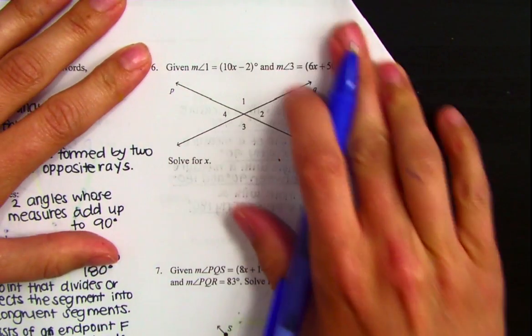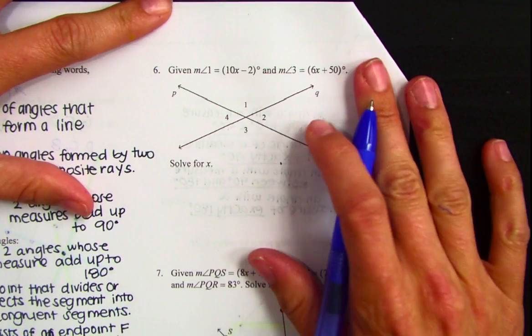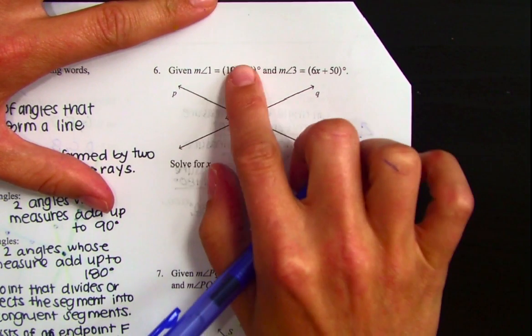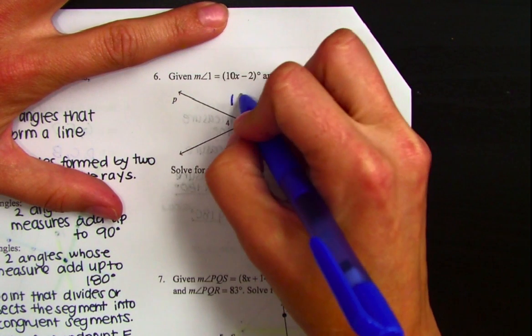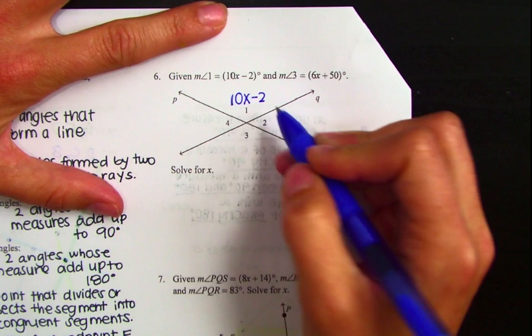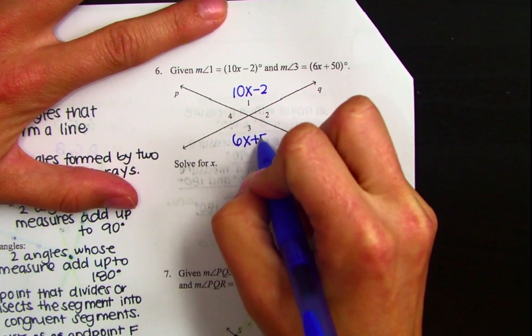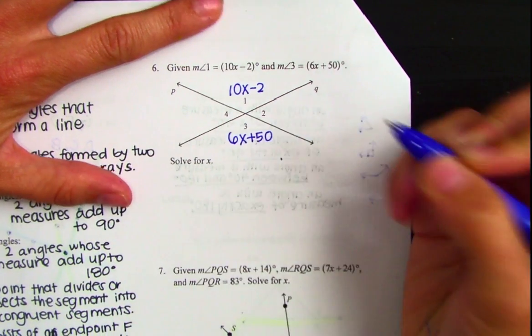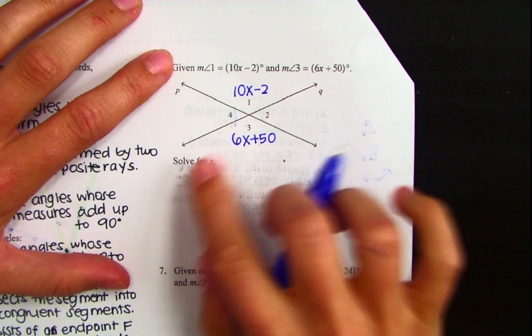Okay, moving on. So we're given that the measure of angle 1 is 10x minus 2 degrees. So I always like to write in the expression next to the angle so I can see it very clearly visually. So angle 1 right here is 10x minus 2. And then they tell us that angle 3 is 6x plus 50. Okay, so we need to figure out a relationship between these so we can solve for x. We need to set up an equation to solve for x.